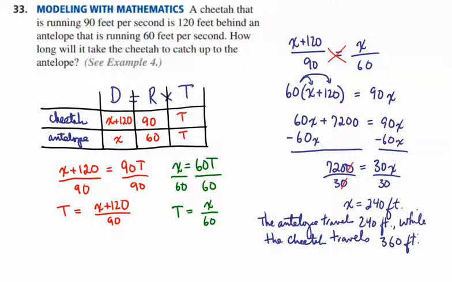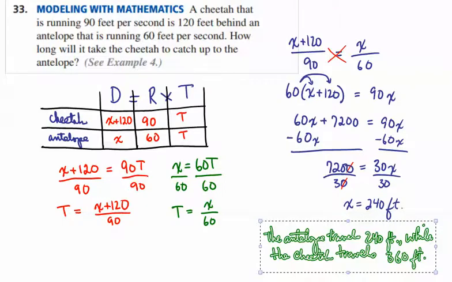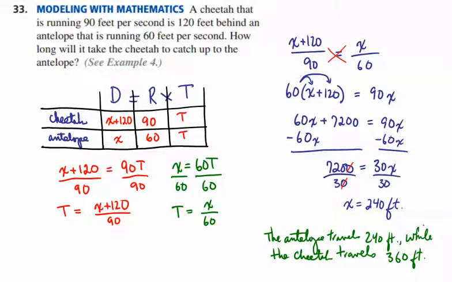Now, what's important here still, even more important still, is that the question is asking how long will it take, and how long is a time question, not how many feet will it take. So we still need to answer the question that is asked, and what we will do then is just simply plug x equals 240 into either of those equations and we will get a time back. So if we used the cheetah equation, we would have 240 plus 120 divided by 90, so that would be 360 over 90, which is 4 seconds.